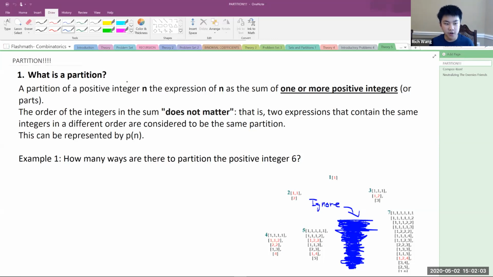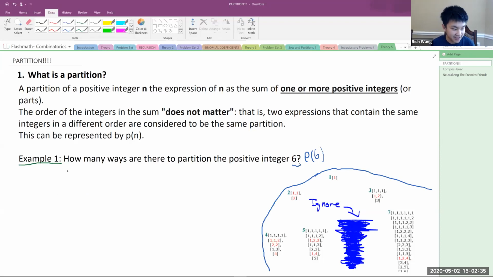A lot of times people like to represent partitions of n as p of n. So for example, in this case, for this example problem, they would call it p of 6. And if you want some examples of what partitions look like, here are the partitions of 1, 2, 3, 4, 5, 6, and 7, with the partitions of one of them mischievously removed for no reason.